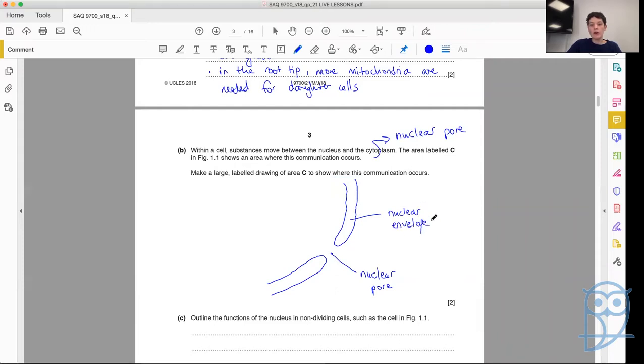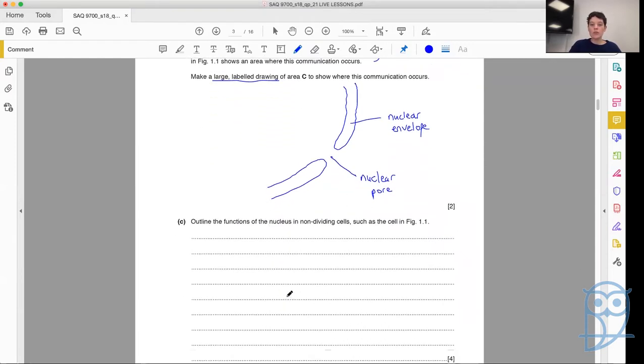And we want to label both of these because the instruction says draw a large label drawing. So it's not like we're going to add other detail. Okay, this is what's shown in C. But it's important that we label both the pore and the envelope. They didn't just say label the piece of communication. Label the drawing means that we want to label everything.